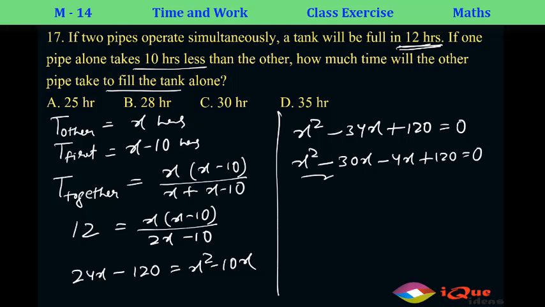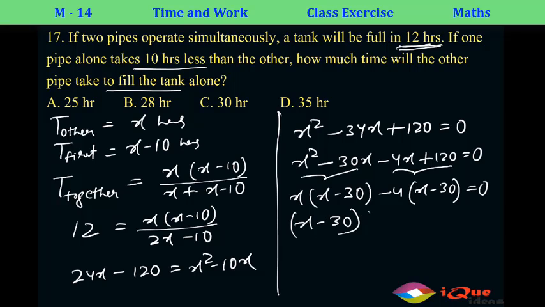So let's do one thing, take x common from here, you will get x into (x minus 30). Take minus 4 common from here, you will get minus 4 into (x minus 30) equal to 0. So take (x minus 30) common from everything, into (x minus 4) equal to 0. So that means x is equal to either 30 or 4, right?